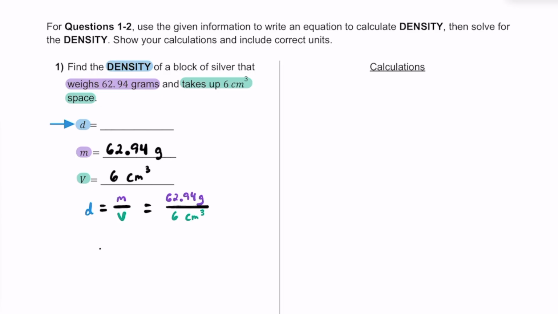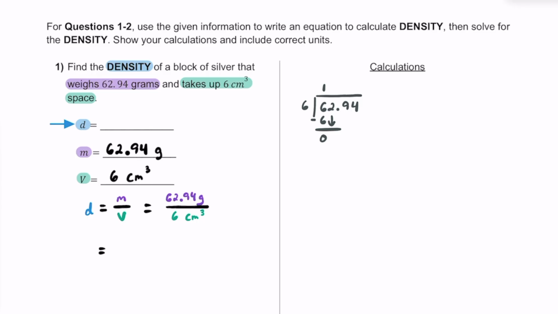All right, so to go ahead and calculate this density, let's just go ahead and complete this division problem. Off on the side here, let's take this 62 and 94 hundredths and divide that by 6. 6 goes into 6 one time. 1 times 6 is 6. We're going to be left with a remainder of 0.